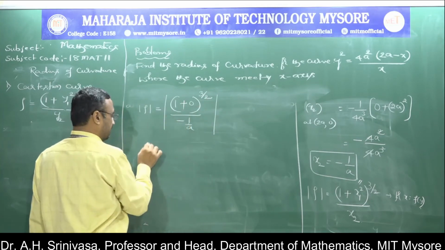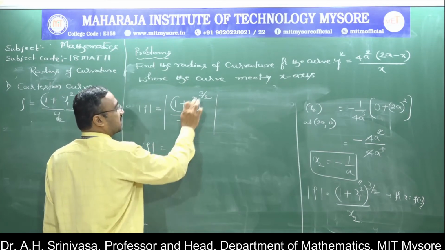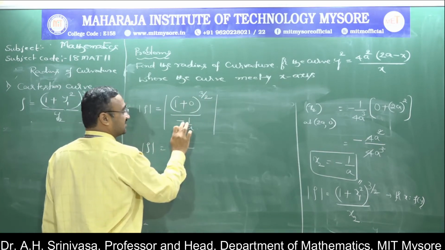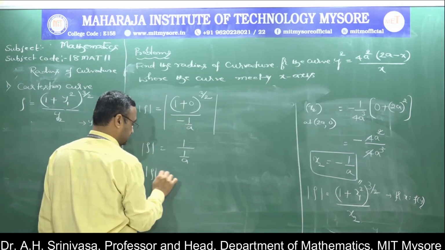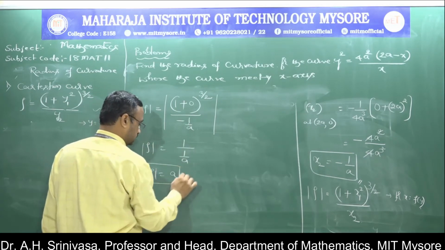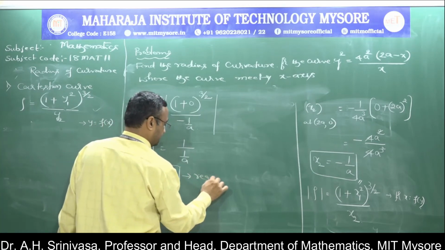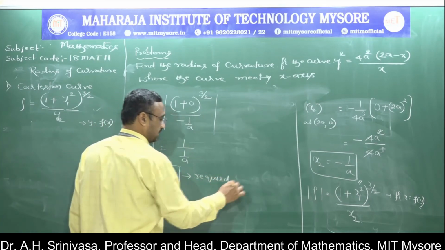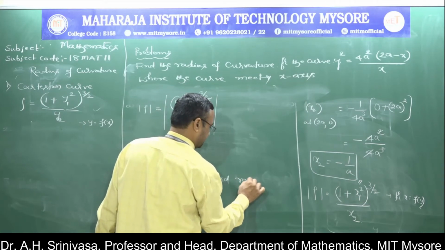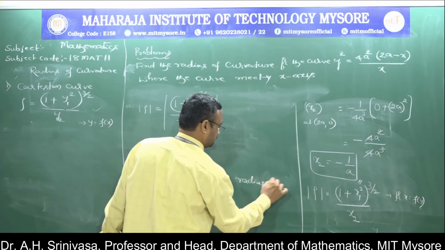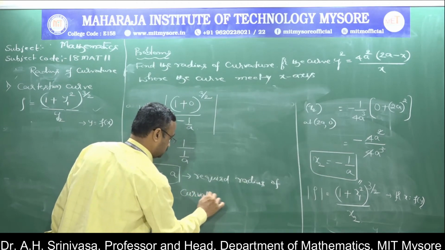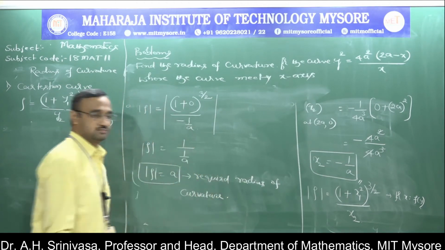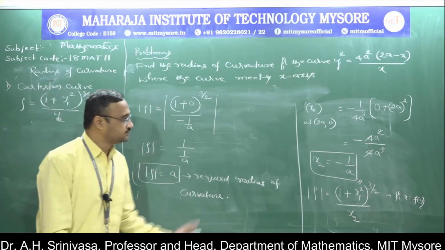1 plus 0 is 1. 1 having any power is 1. Then it is an absolute value, 1 by a. A shifts to here, rho is a. This is the required radius of curvature. Is it clear?